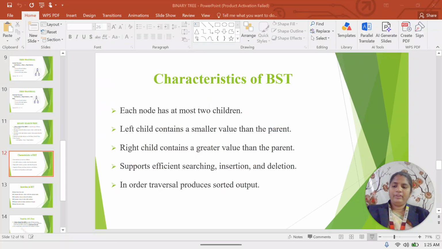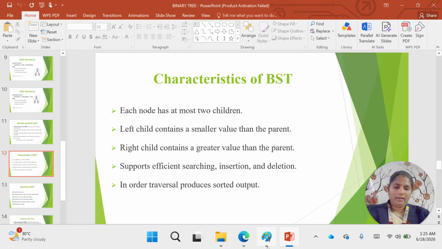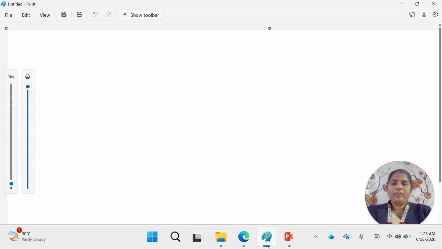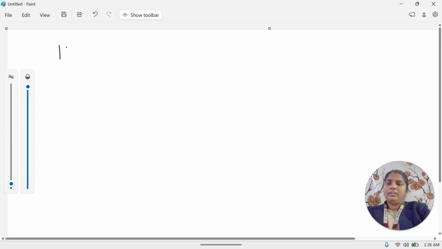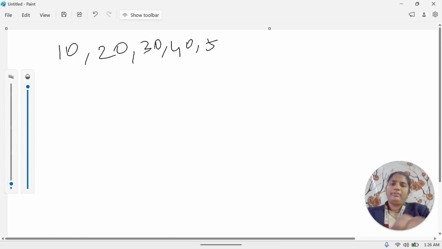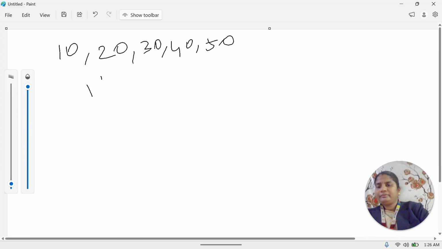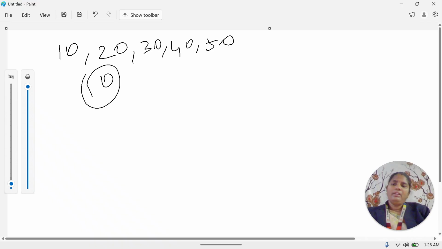Now we will see an example like 10, 20, 30, 40, 50. We are going to insert these elements and form a binary search tree. First, the first node is always considered as the root node. So here the first node is 10, so 10 is the root node. Next comes 20. Now we are going to try to insert 20 in this binary search tree.